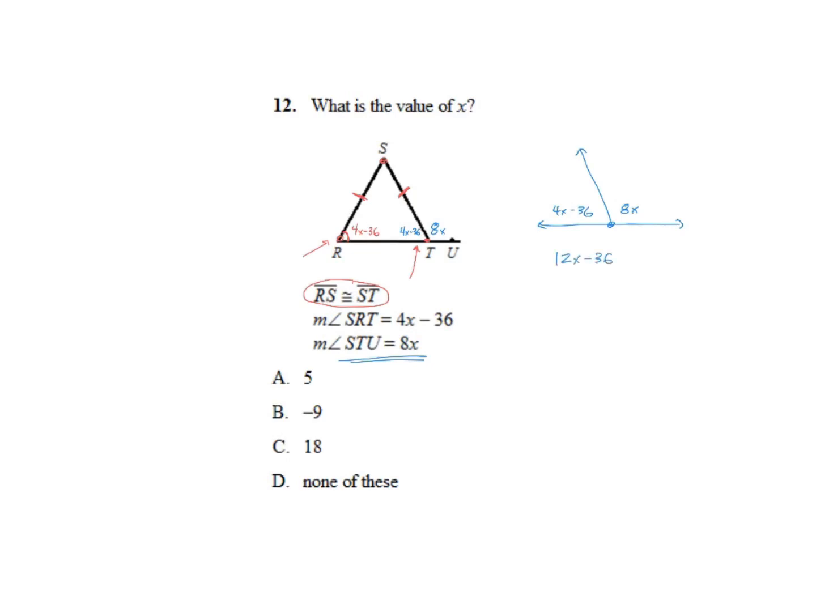12x minus 36 is equal to 180. We can add the 36. 12x is equal to 216. Divide both sides by 12. X is equal to 18. So again, this reveals to you that the triangle is isosceles, which in turn tells you that whatever this angle is will be this angle here.